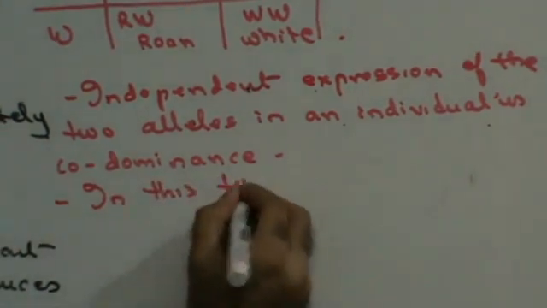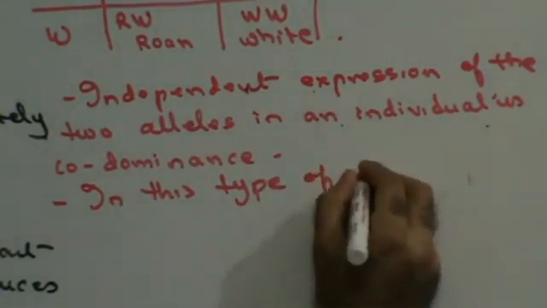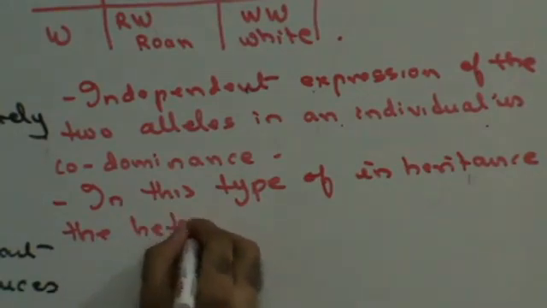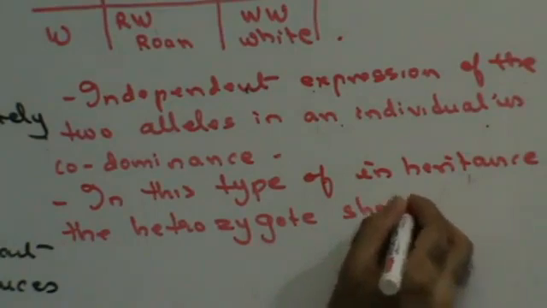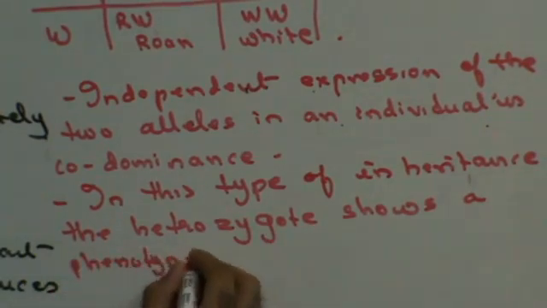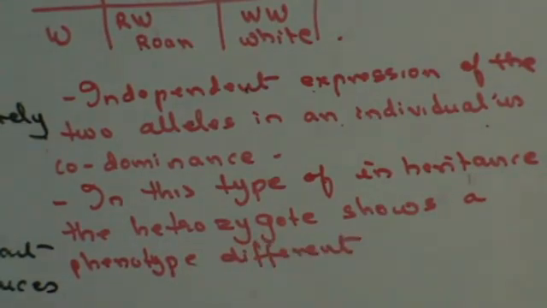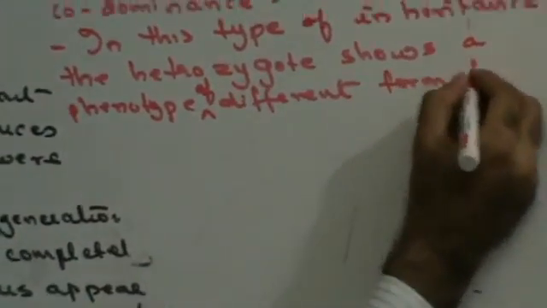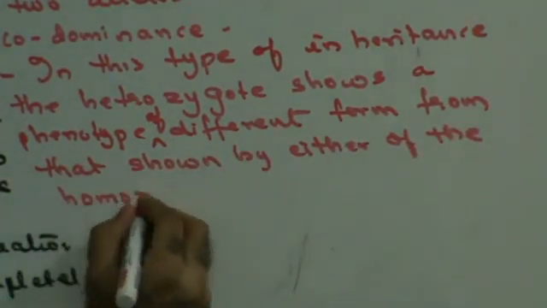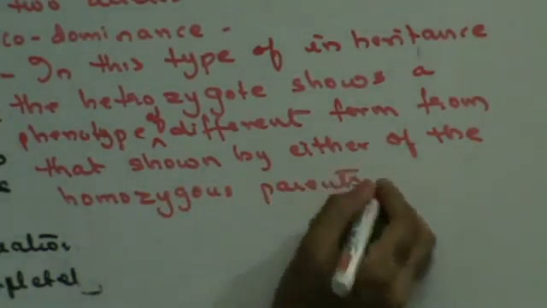In this type of inheritance, the heterozygote shows a phenotype different from that shown by either of the homozygous parents. Fine, do we get this?